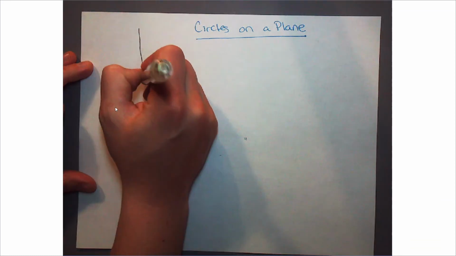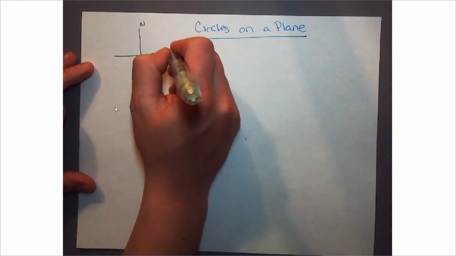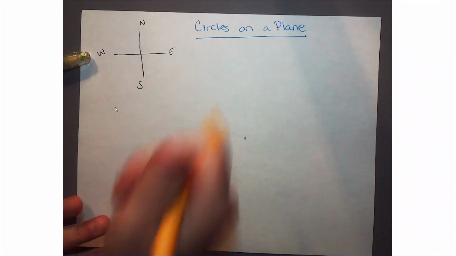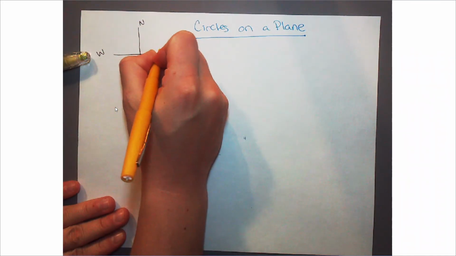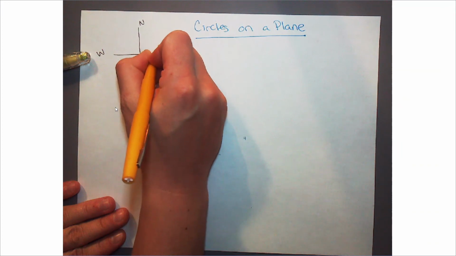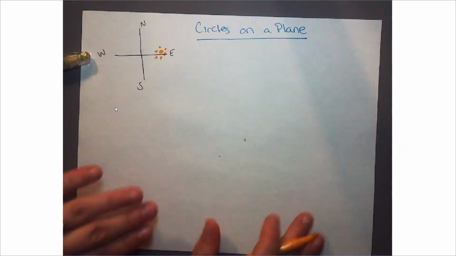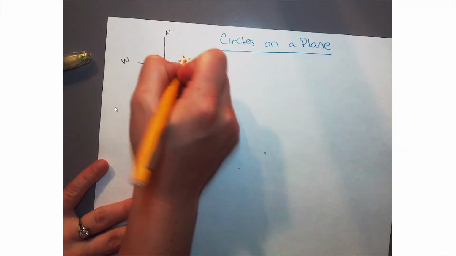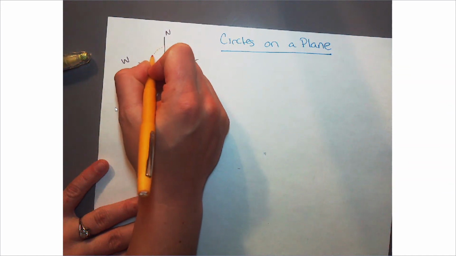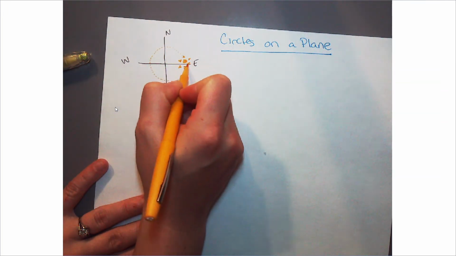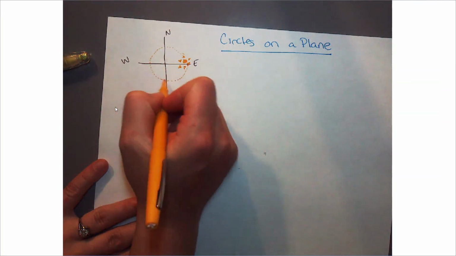So first, I want to paint you a picture. I want you to picture a compass. We've got our north, south, east, and west. And I want you to imagine the sun. Here's our sun. Feel free to draw your own. The sun is going to rise in the east, set in the west, and then keep going until it's ready to do that again the next day. So rise in the east, set in the west, and repeat.